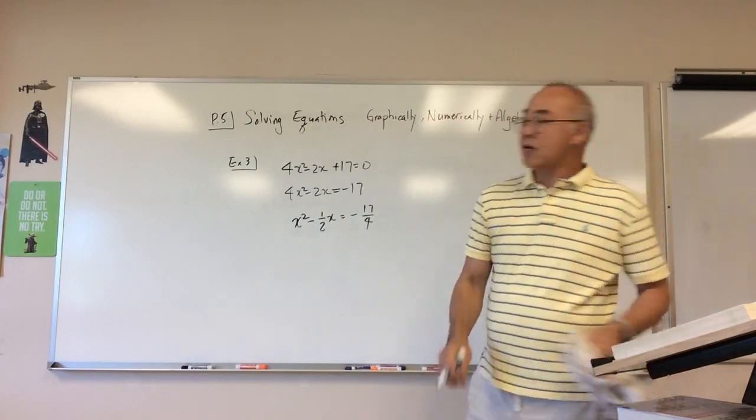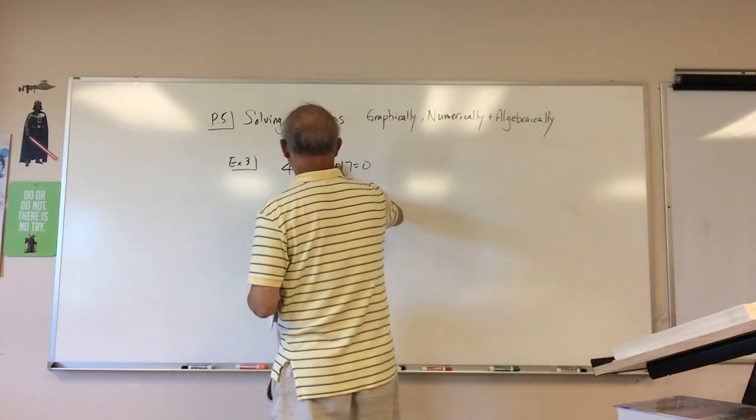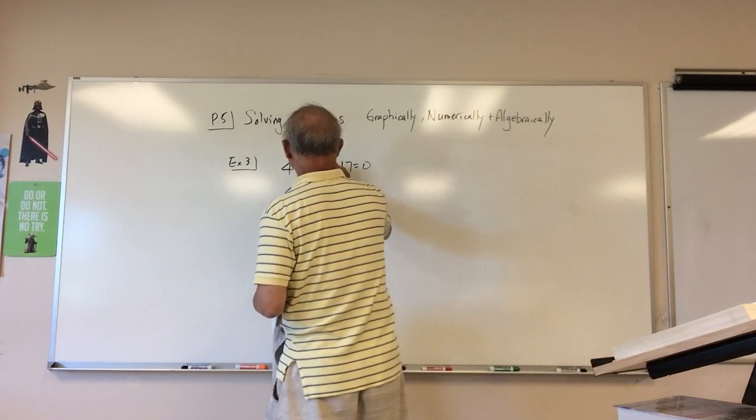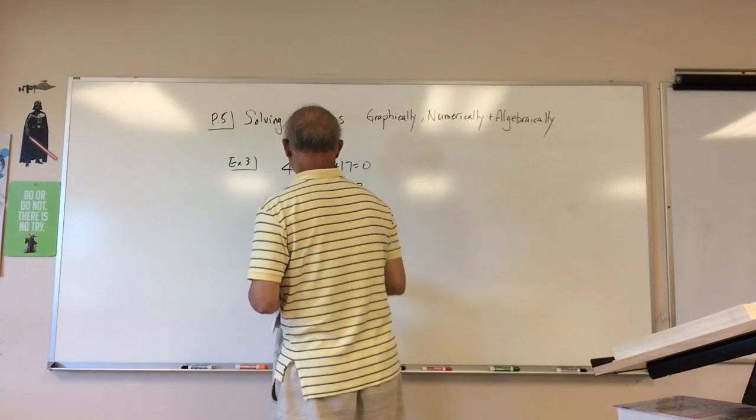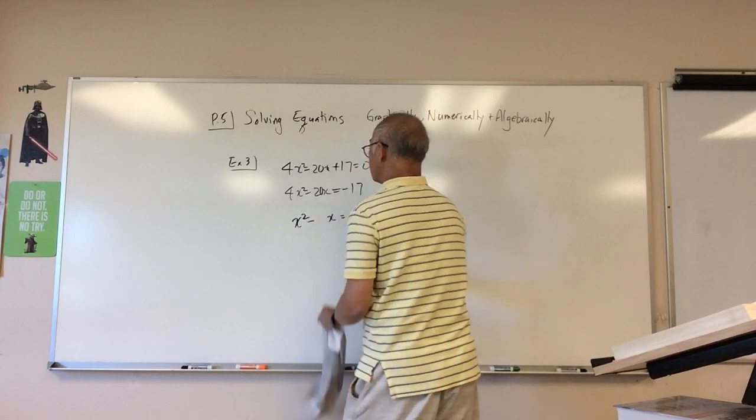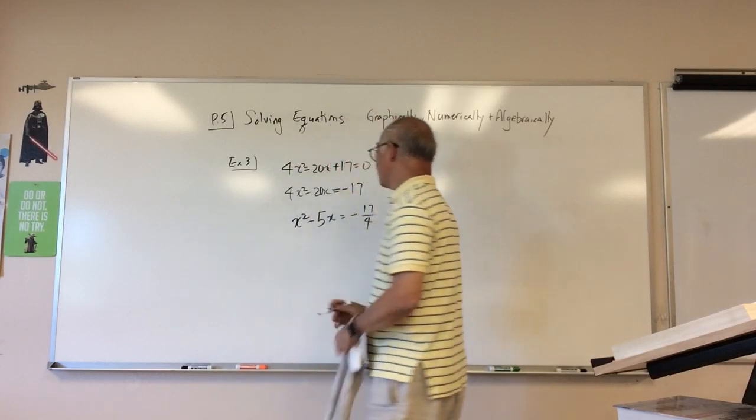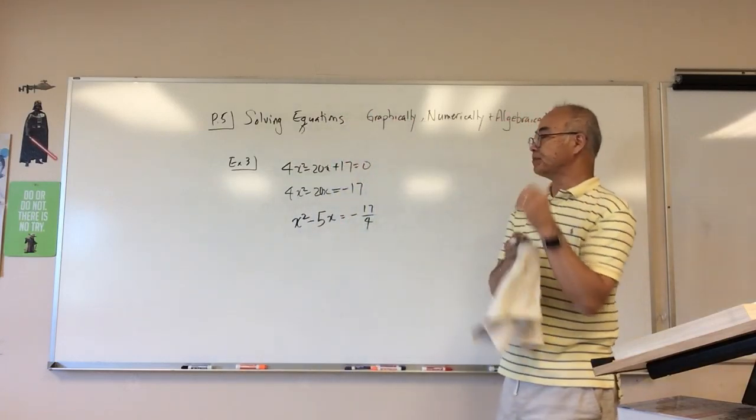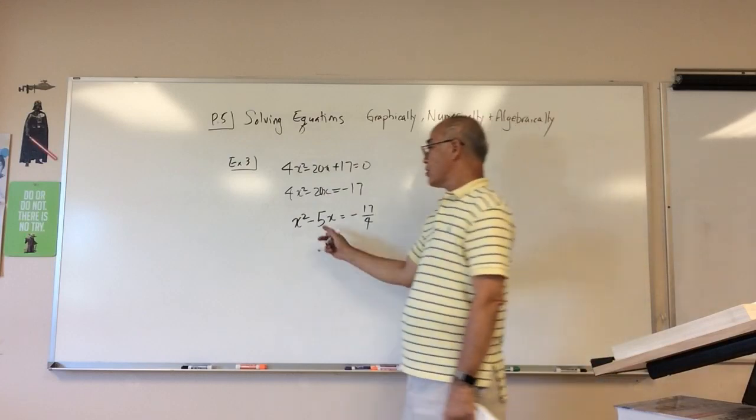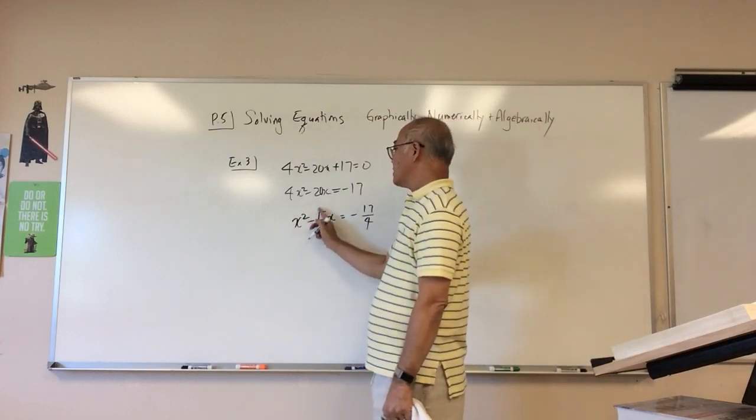Oops, I have the wrong equation. This is 20x. So this would be 5, right? So this is where we are, right? Okay, so my b is negative 5.